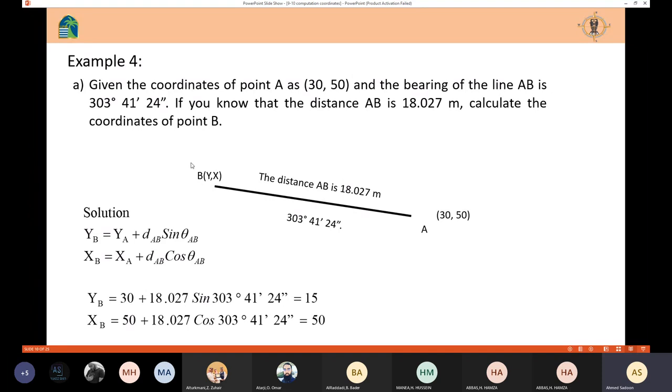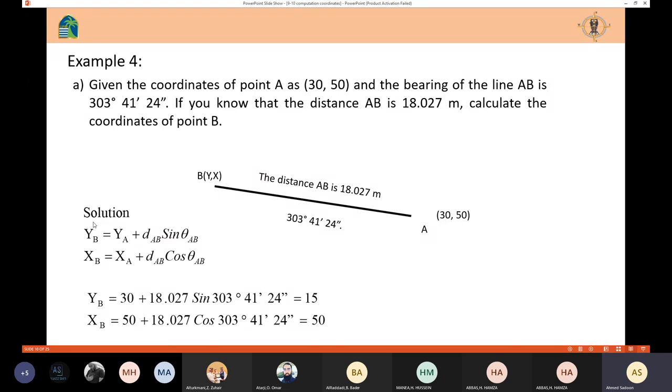So this is a case of coordinate of a point. To say that, we have two cases: we have the inverse problem, and we have the coordinate of a point. So in this problem, the coordinate of the point A is given. We know the distance between the two points and we know the azimuth of the line AB, and it's required to determine the coordinate of the ending point. We need to know YB and XB.